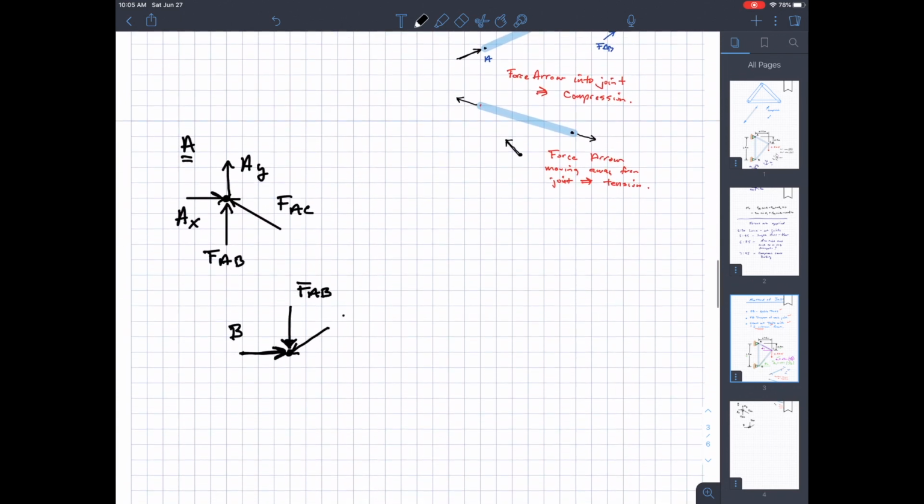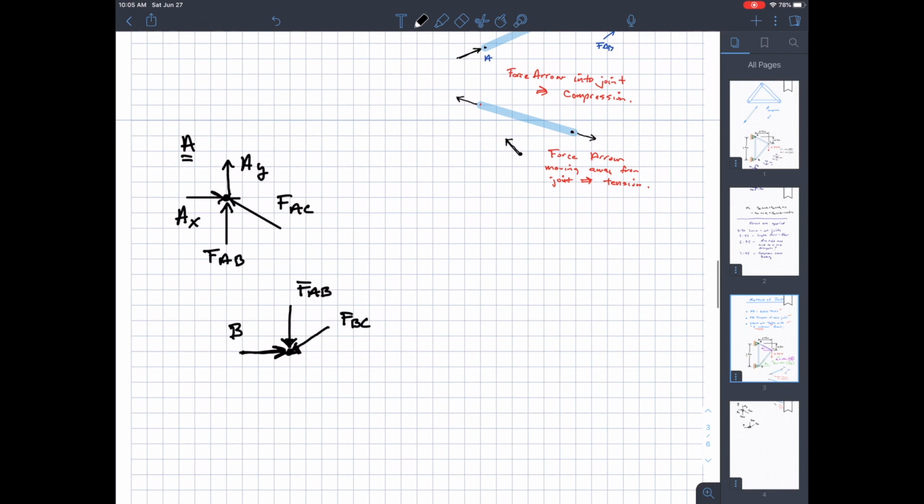Then I also have the force coming from FBC. Draw the arrow into the joint. This is the picture for joint B. I take a look at this. I have three unknowns. I don't know FAB, I don't know FBC, and I don't know B. I can only write two equations.